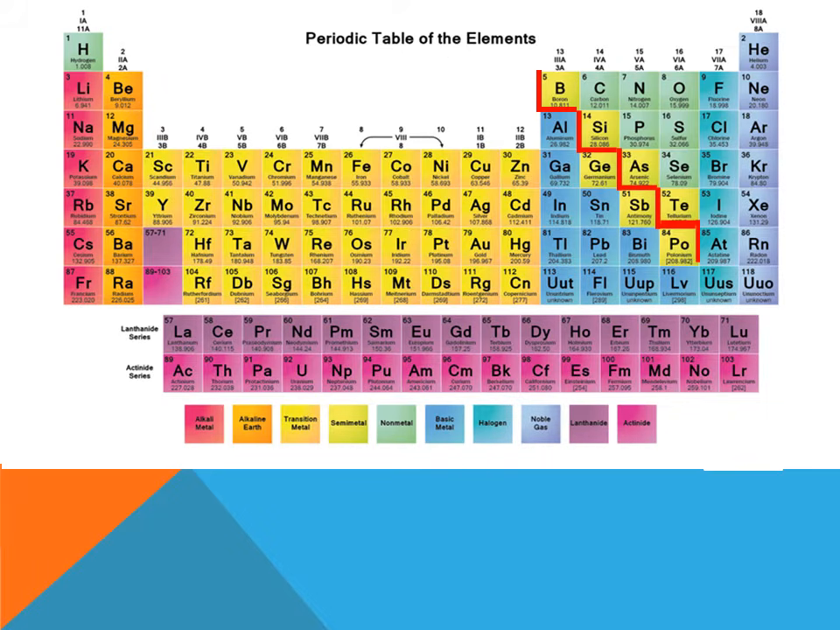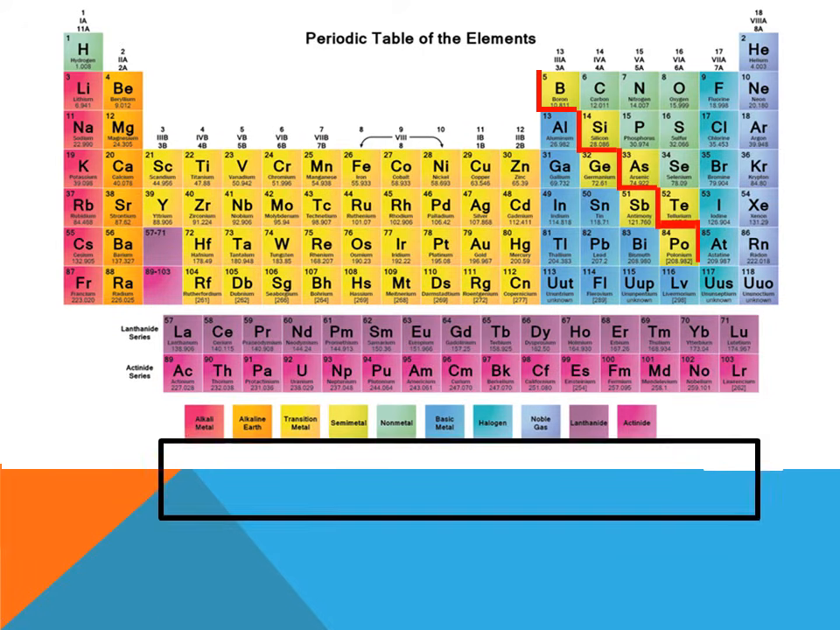The elements in green located above the stair step are the nonmetals. Hydrogen is a nonmetal. The elements in group 7A are the halogens, and the elements in group 8A are the noble gases. The elements that are below the periodic table are the inner transition metals.